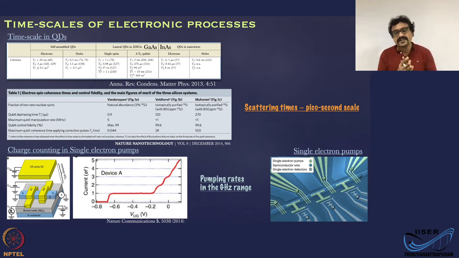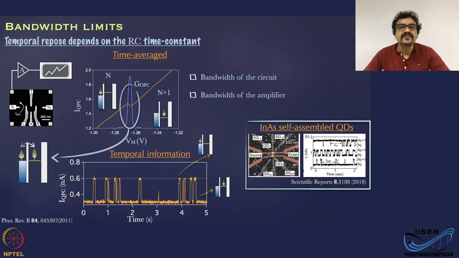Okay, and all this would be possible only if we have a detector which is really fast. And all the charge sensors that we have discussed so far in the last two classes are ultra sensitive, but they are very slow. And that is the main bottleneck. In this lecture, we will take a quick look at all those charge sensors and also discuss some new technologies in this field where you can detect this charge motion at a much faster time scale.